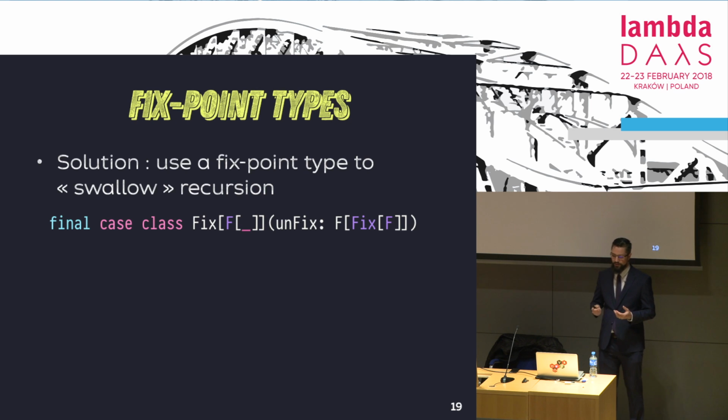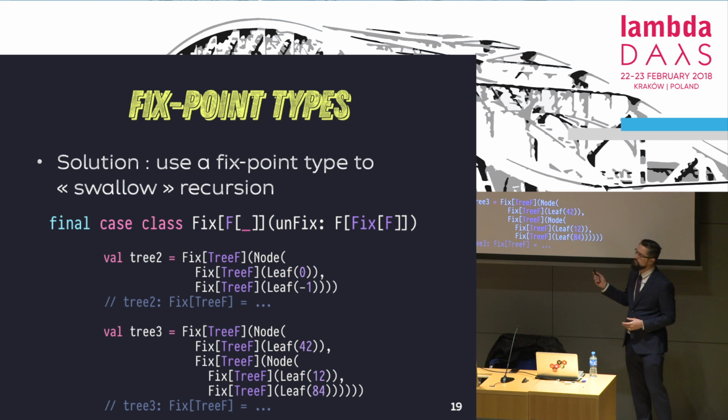And that's when we need a fixed point. It's just a trick that hides or swallows the recursion in our structure. If we wrap each level of our tree inside this Fix case class, we get a uniform type for all our trees.